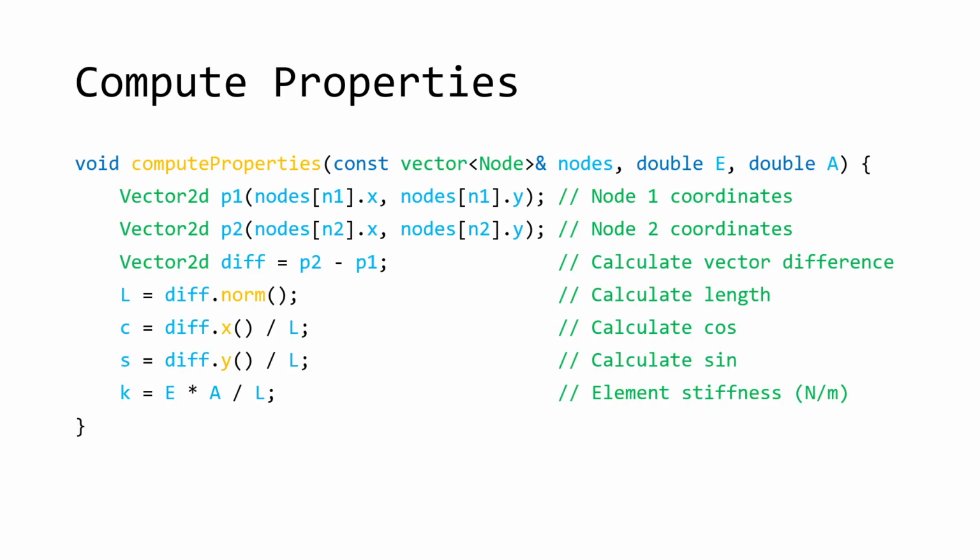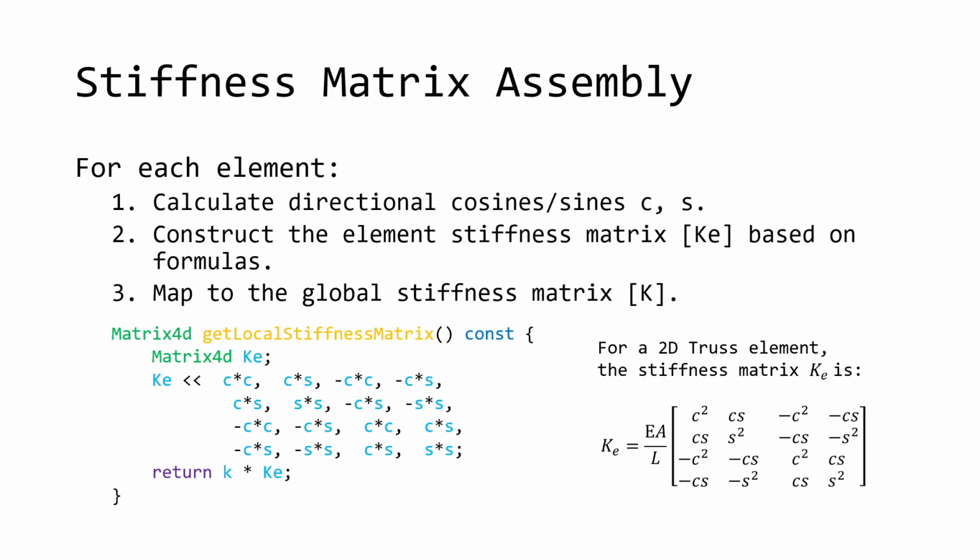Here, we calculate each element's length, direction, and stiffness constant. This data is used to generate the local stiffness matrix for each element and is fundamental for assembling the global matrix. Each element's local stiffness matrix is calculated based on direction cosines and mapped to the global stiffness matrix. The slide also shows the 2D truss element stiffness matrix formula. In implementation, Eigen's matrix operations greatly simplify the code.